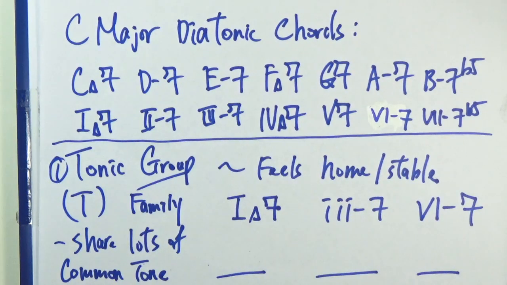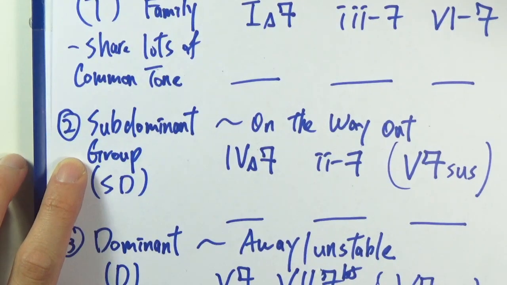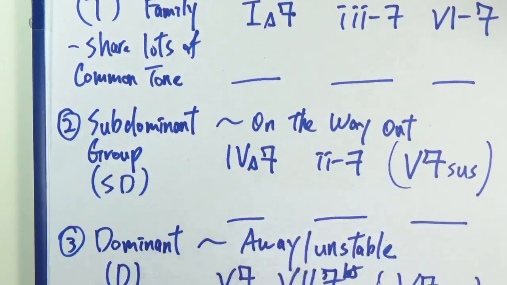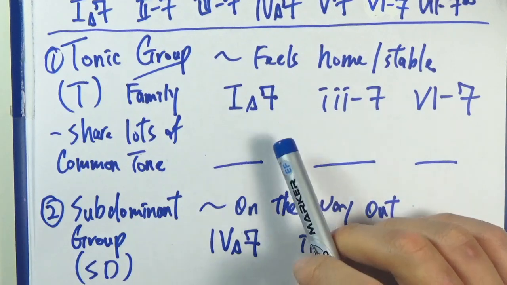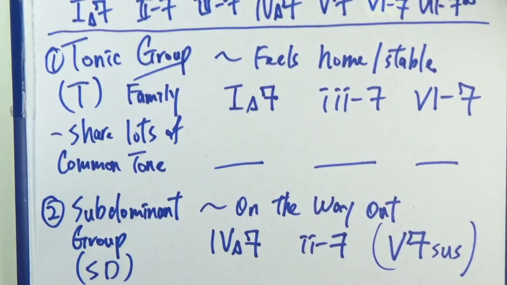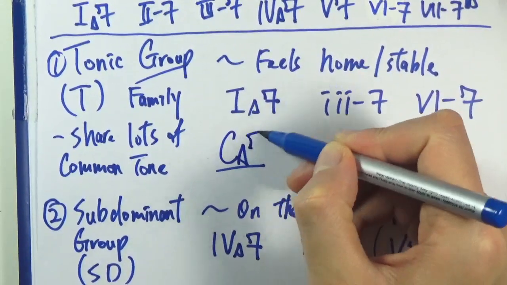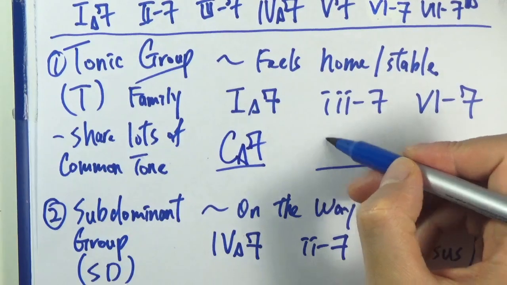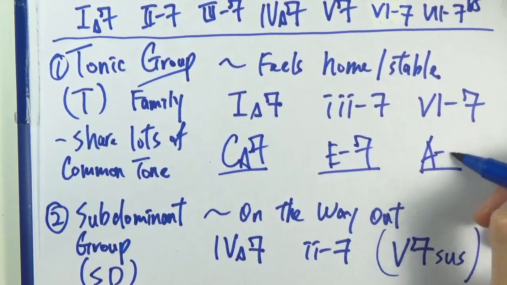All right, and let's take a look at 3 chord groups. So we have tonic, subdominant, and dominant. Okay, and let's take a look at the tonic group. The tonic group is the group that feels like home. It is the group that feels most stable, and they are the 1 major 7, 3 minor 7, and 6 minor 7. So in the case of C major 7, we have C major 7, E minor 7, and 6 minor 7, so that would be A minor.